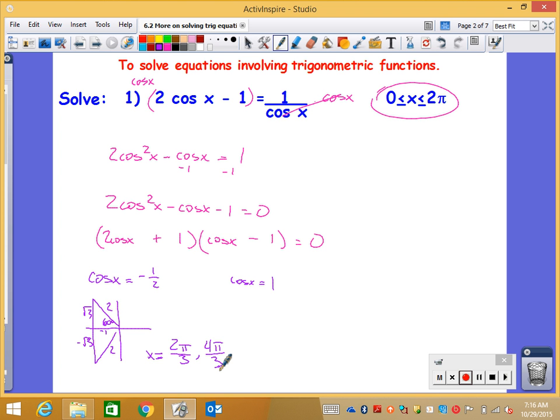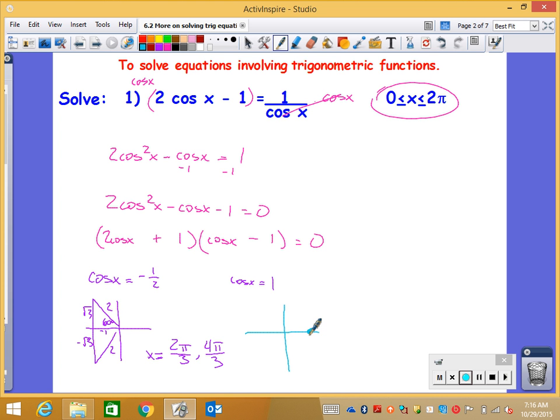Now let's talk about the second one here. My second one is cosine x equals 1. If I'm on my unit circle, or my quadrant plane, my cosine is the x value. So I need to think about, hey, where is the x value 1? Well, that's the only place, right here.